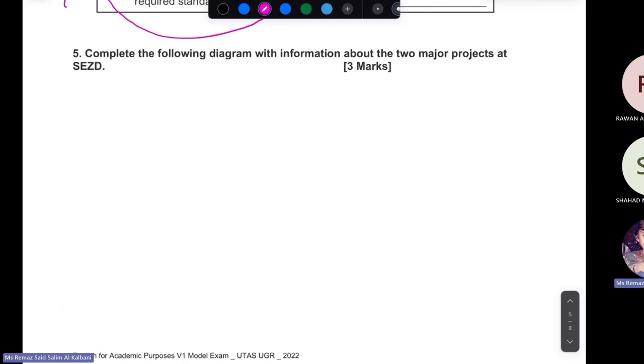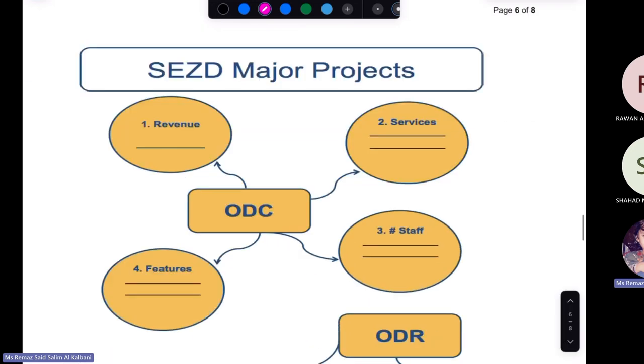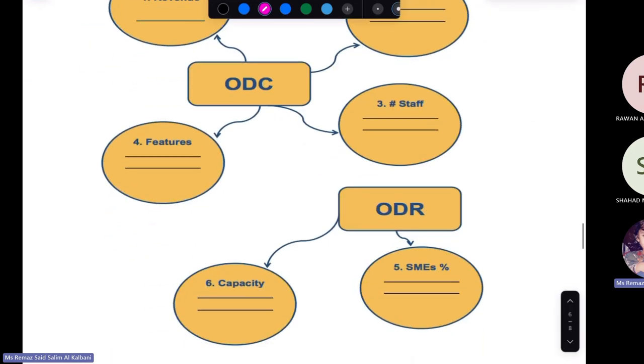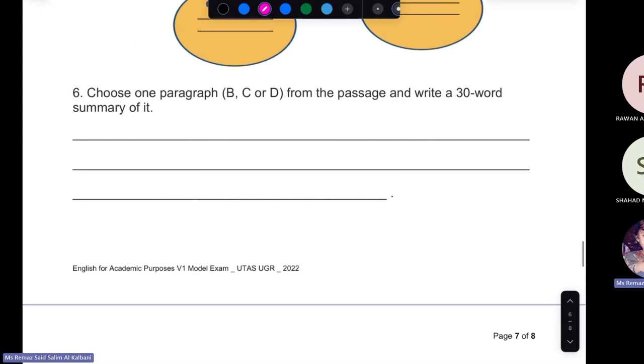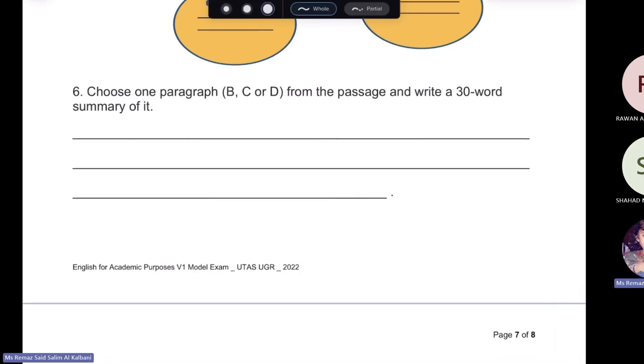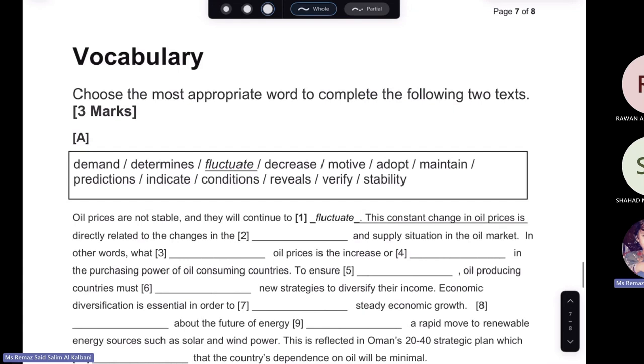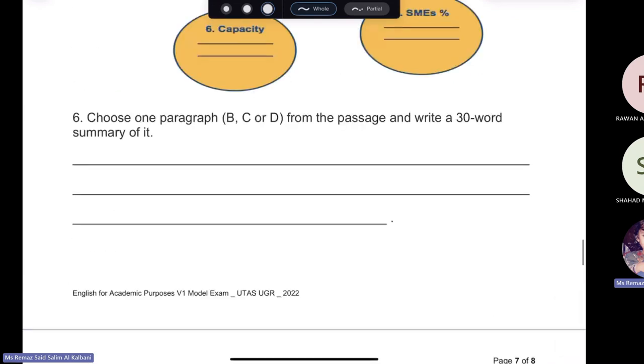You have also a diagram. Complete the following diagram with information about two major projects at SEZAD. This one has 3 marks. Okay. And as for the last part, choose one paragraph, B, C, or D from the passage and write a 30-word summary of it. We will get back to this, inshallah.